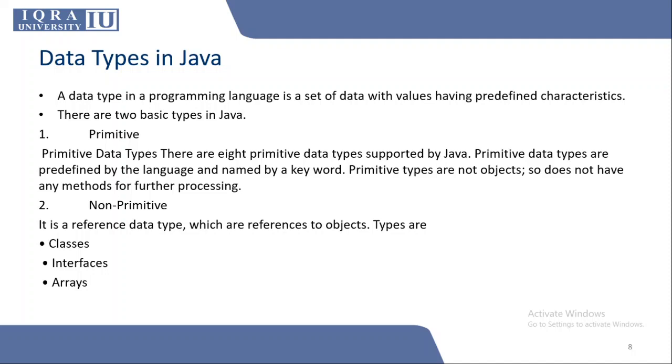Now, what are non-primitive data types? It is a reference data type, which are references to objects. That means to access a non-primitive data type, we need to create objects. With the help of objects, we can access these data types, including classes, interfaces, arrays, strings, etc.